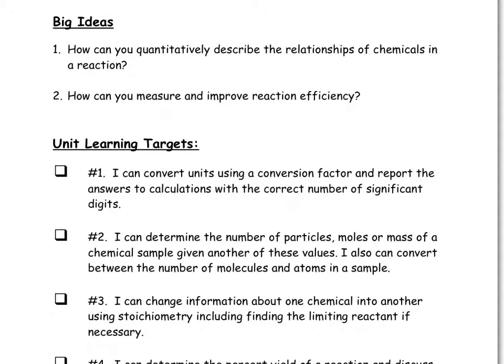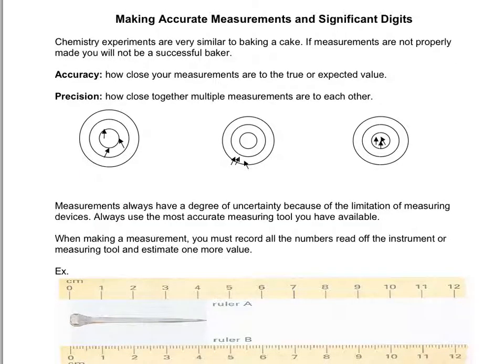In this lesson, we'll continue our discussion of learning target number 1. We'll talk about how to make accurate measurements and how many numbers to record in an answer when doing a calculation using the correct number of significant digits. Chemistry experiments are very similar to baking a cake. If the measurements are not properly made, your experiment won't be successful.